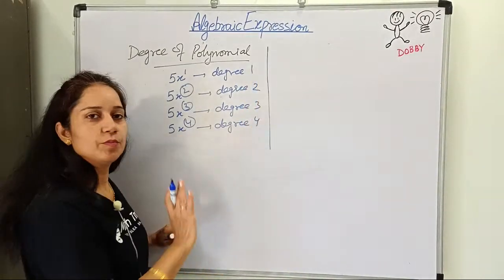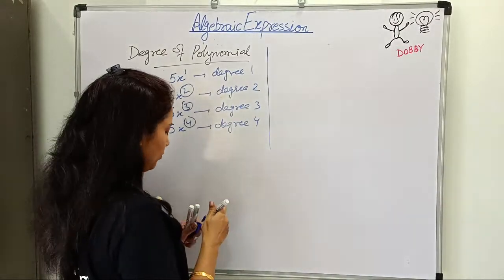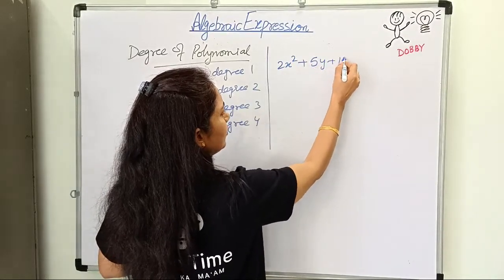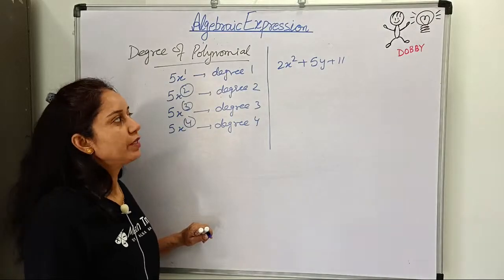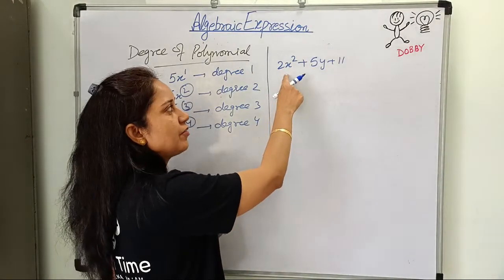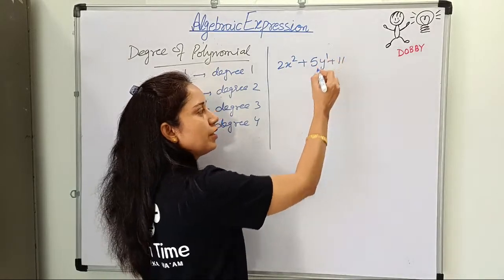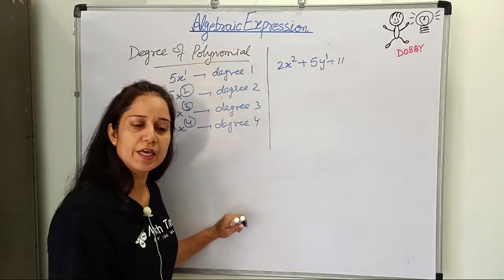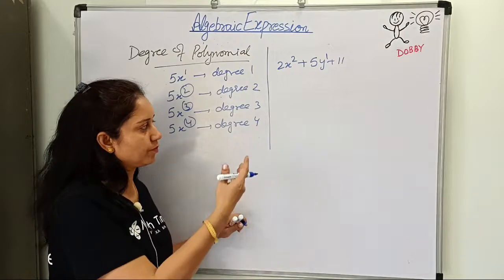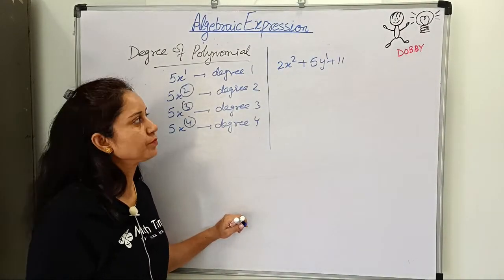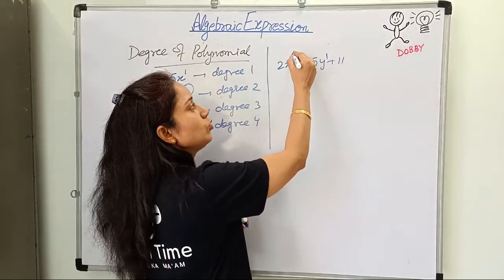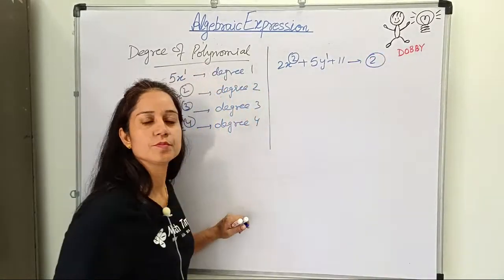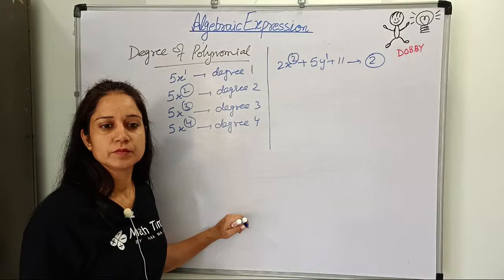Now see next. This was a monomial only. Let us take more terms. You have 2x square plus 5y plus 11. What is the degree of this polynomial? Here x has power 2, y has power 1. It is written y one time, so y has power 1. And the constant does not have any variable, sorry. What do we call degree? The highest power of the variable. The highest power is 2. y is less than 2. So the degree of this polynomial is 2.